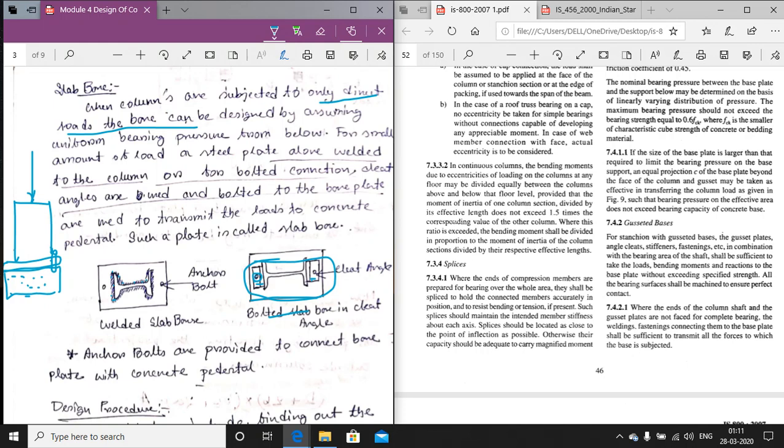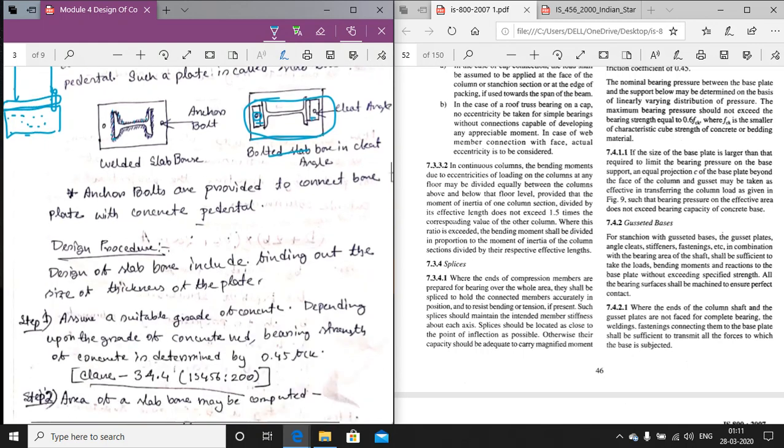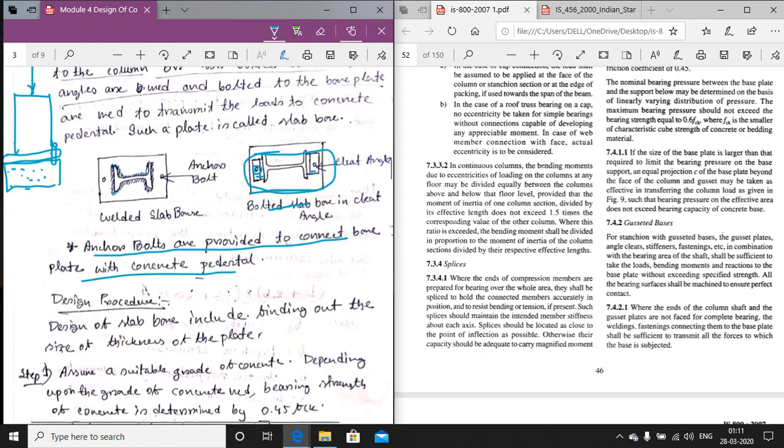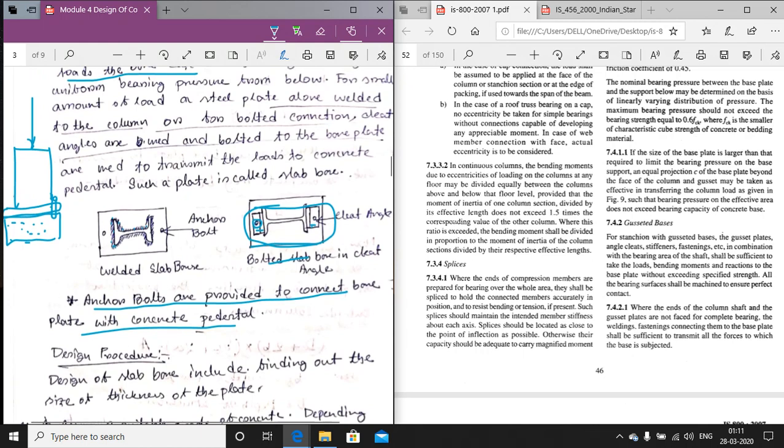Such a place is called a slab base. Anchor bolts are provided. I have also written that anchor bolts are provided to connect the base plate with the concrete pedestal, so as to make a proper connection between the concrete pedestal and the base plate. Now this is the basic theory associated with the normal slab base.